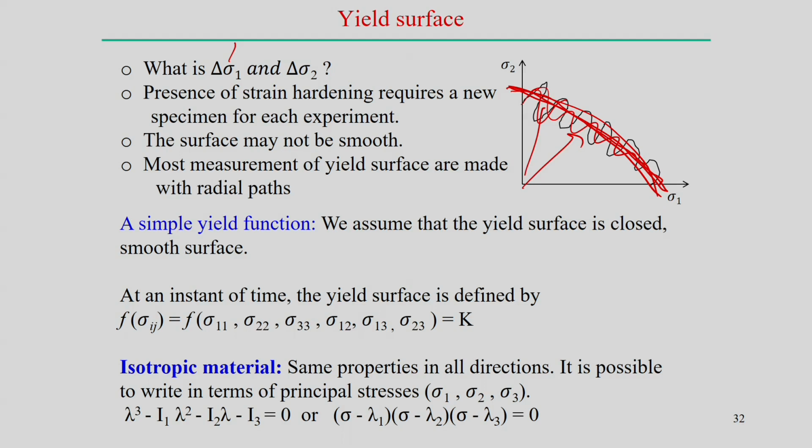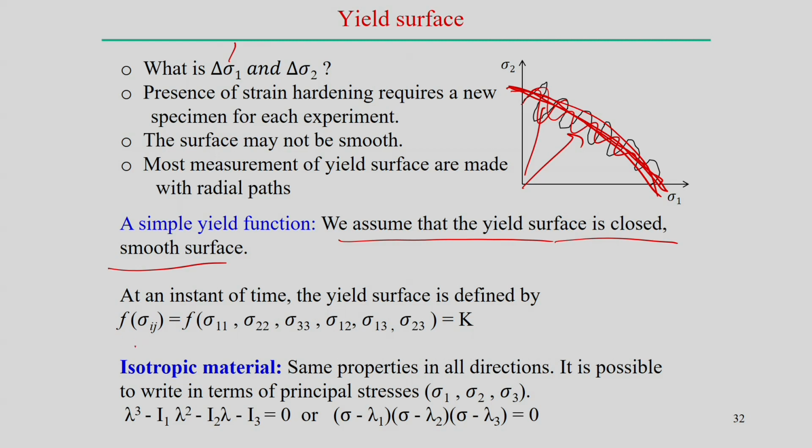Therefore, it is almost impossible to conduct experiments for different conditions by changing sigma 1, sigma 2 for a particular material. Then people have developed different theoretical analyses to predict the yield surface for a particular material, of course, based on the analogy of the experimental process. So, we assume that the yield surface is a closed and smooth surface rather than some wavy surface. Now, once we assume the yield surface is a closed smooth surface for the 3-dimensional state of stress, at a particular instant the yield surface can be defined in a functional form.